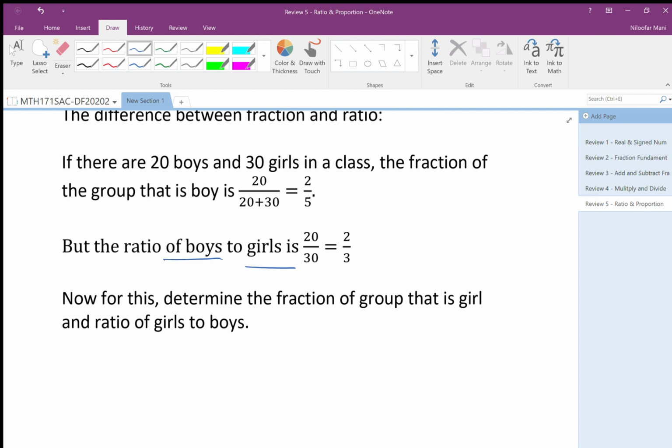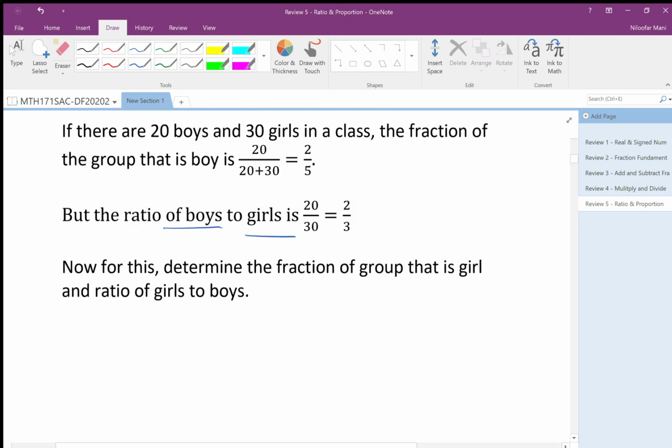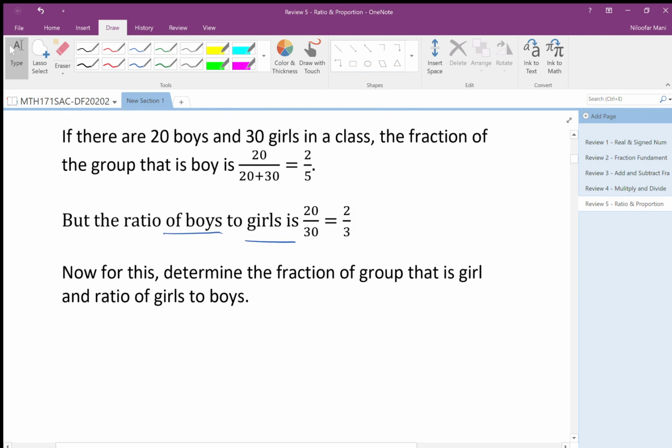So here, determine the fraction of girls. What is the fraction of girls? Okay, how many girls do I have? 30. How many numbers in total? Because I said fraction, I know I have part over total. So it's 3 over 5. That's fraction.